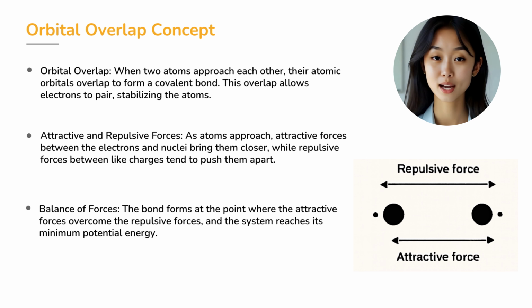In the case of hydrogen, the bond length is about 74 picometers, and the bond is held together by the attractive force between the electron pair and the nuclei. This is a great example of how the overlap of atomic orbitals leads to the formation of a covalent bond. As you can see, the balance between attractive and repulsive forces is what makes the bond stable.